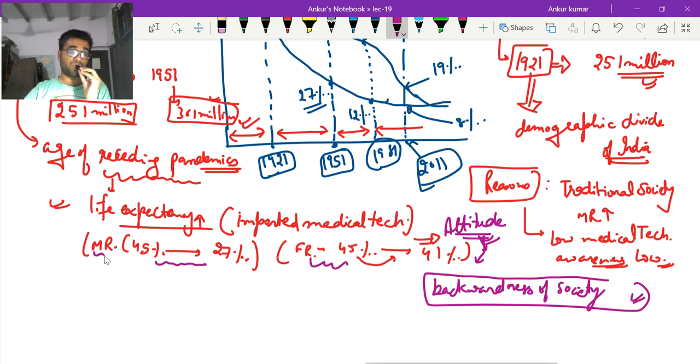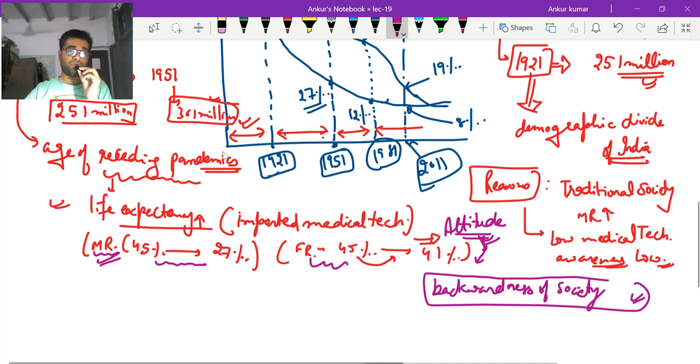the mortality rate, which is more of a function of the import of medical technologies. So that is basically the reason for the mortality reduction. Okay, so this was the second phase from 1921 to 1951.